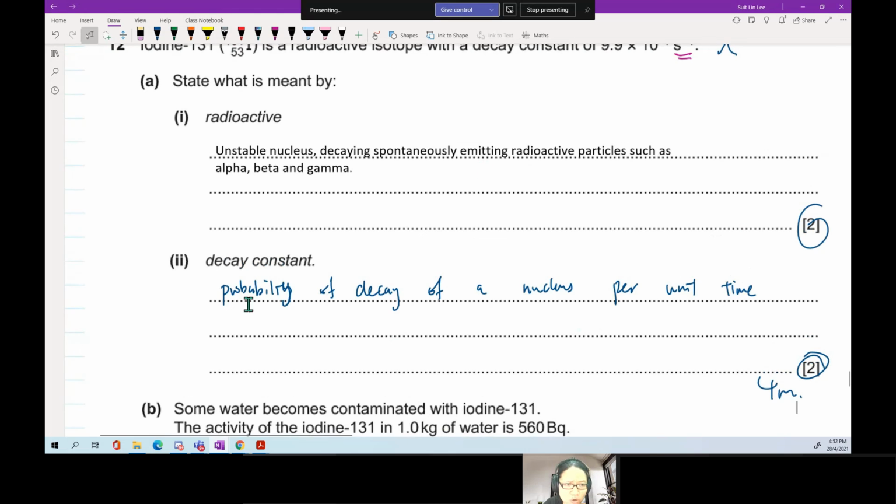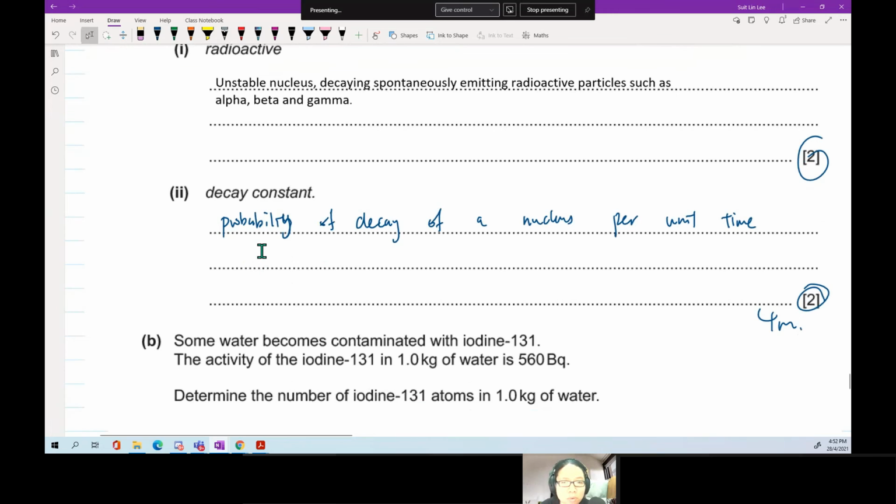Don't just leave it empty, or simply write anything. This is a definition. You must write it in a certain way. So radioactive is when an unstable nucleus decays spontaneously to emit radioactive particles such as alpha, beta, gamma. We went through this in AS before. And decay constant is all about probability per unit time, but you should mention probability of decay of a nucleus.